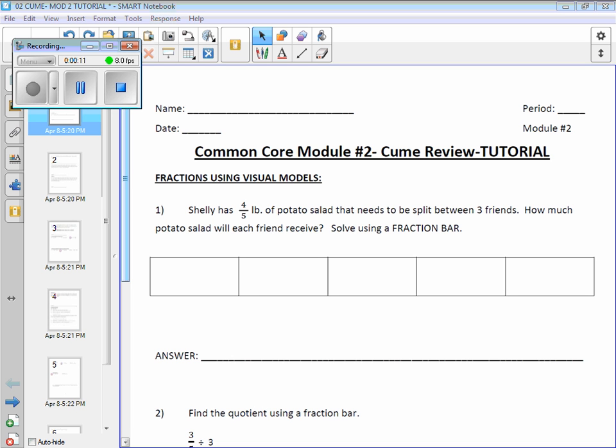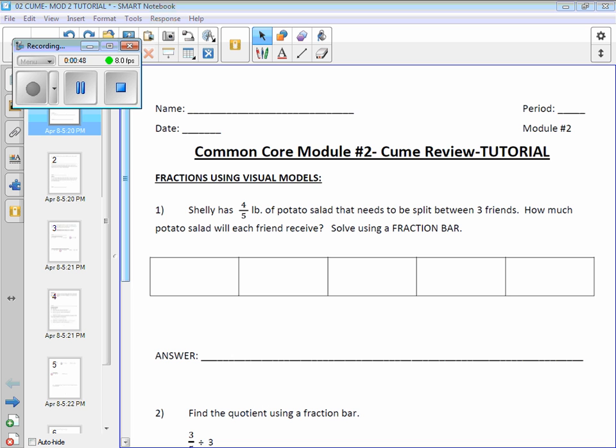As with module number 1 review, the questions themselves are not going to match up word for word with what you have in your booklet, but the concepts can still be applied, and certainly the things I'm going to show you here are going to match up with each question that you have at home. In your particular booklet, you're reading that Ryan is divvying up turkey breast. Here I have Shelley with 4/5 of a pound of potato salad, and it's being split between 3 friends. And once again, we're going to show the model of dividing fractions using a fraction bar.